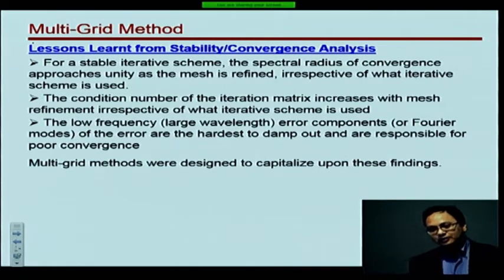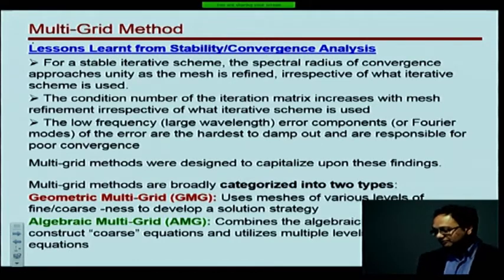People clearly saw that when we do the solution on a coarse mesh, the convergence is very fast. When we do the solution on a fine mesh, convergence is slow. And then they came out with the idea: can we somehow mix these two to accelerate the convergence? That's the basic idea.